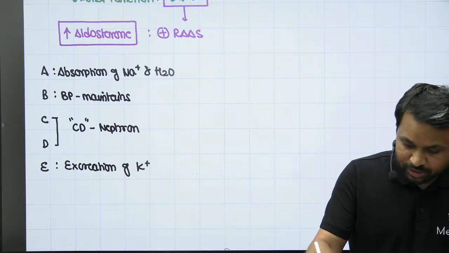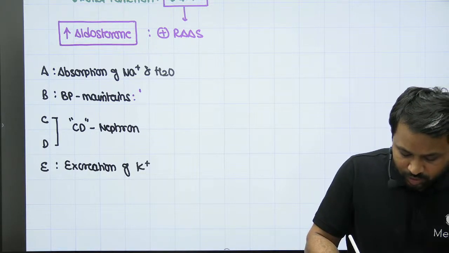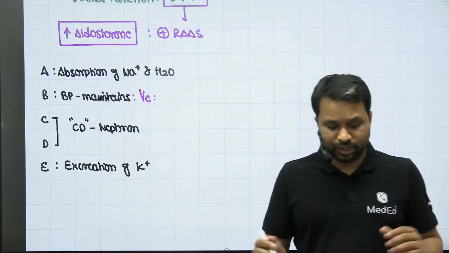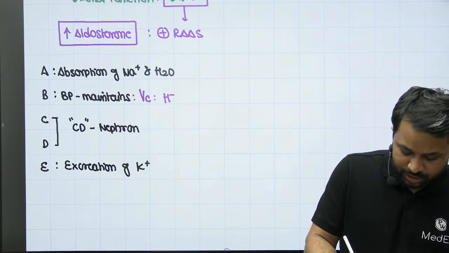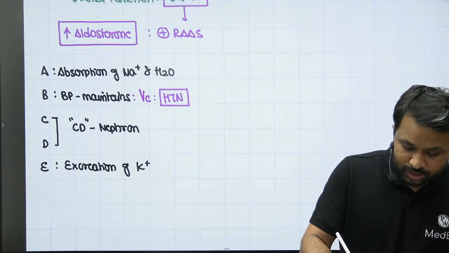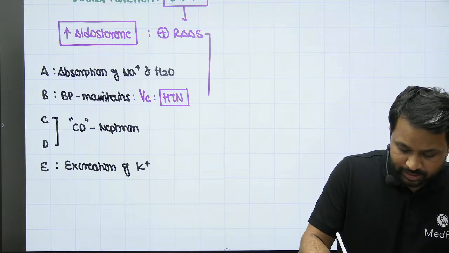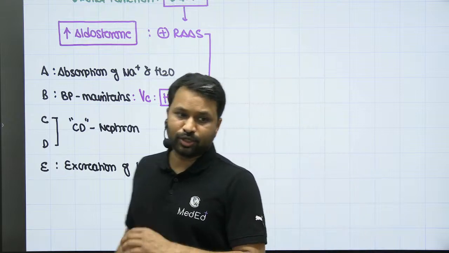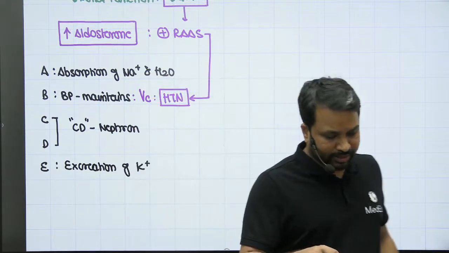Now this blood pressure maintenance is basically because it causes vasoconstriction, and that vasoconstriction will result in hypertension, which we call renal hypertension. So when the RAS system kicks in, it is going to present to you with renal hypertension as well, right?